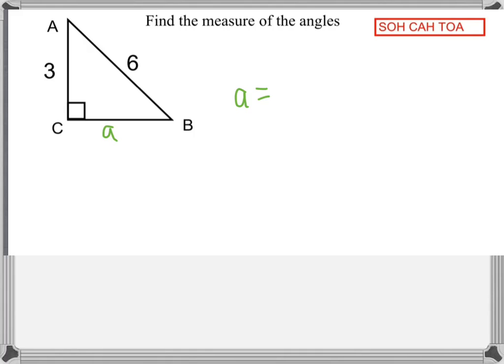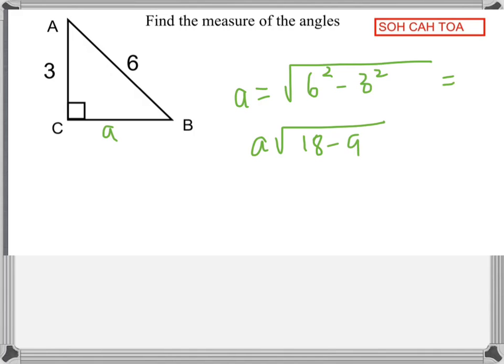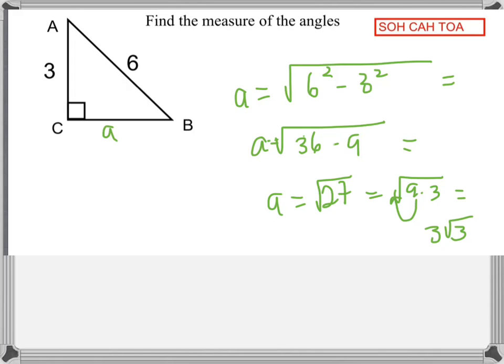So we know that A is equal to the square root of 6 squared minus 3 squared. That's the square root of 36 minus 9, which is 27. So it's the square root of 27, which we could rewrite, if I want to simplify that, as 9 times 3. That comes out as a coefficient of 3 root 3. So A would be 3 root 3.